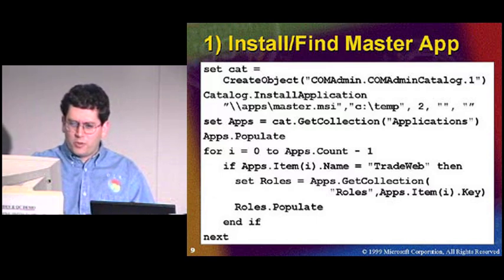There's actually a typo in here. I just noticed this catalog should be CAT, should be the cat variable that I created up there. Apologize for that.